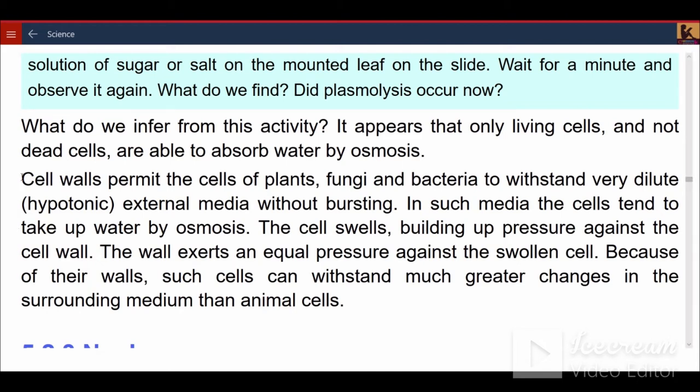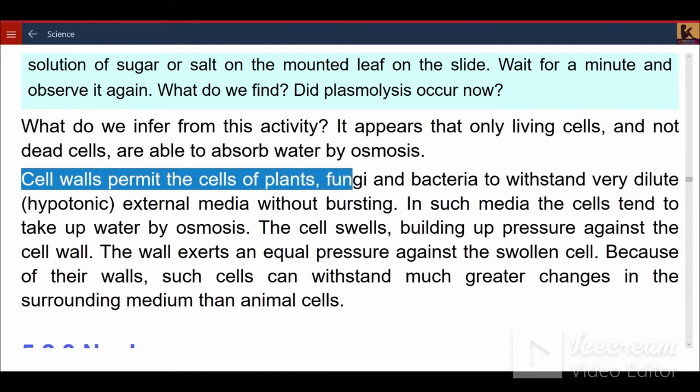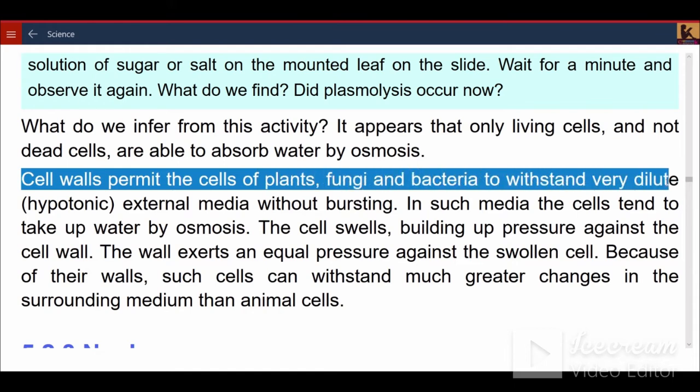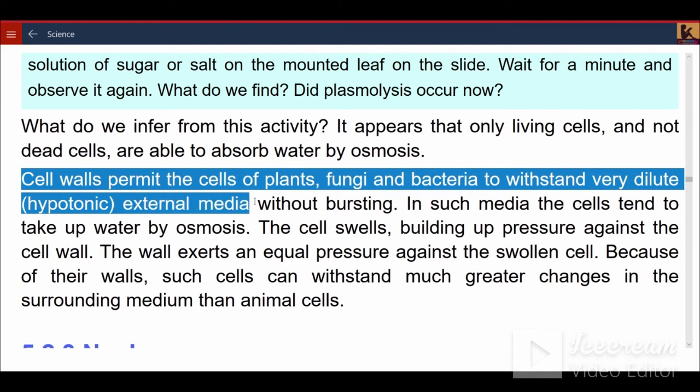What does the cell wall do? The cell wall permits the cells of plants, fungi and bacteria to withstand very dilute, that is hypotonic, external media without bursting. So it permits the entry and the exit of hypotonic solutions.